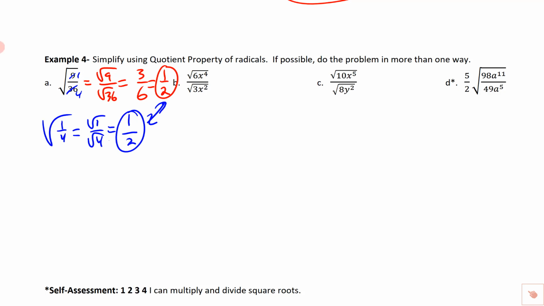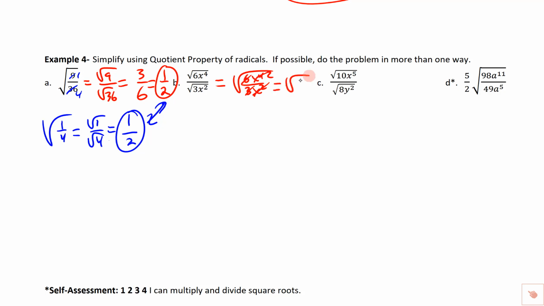Now let's take a look at the next one. On this, if you wanted to simplify the top and bottom separately and then do the division, that would be totally okay. So we'll do that in just a second. Another way to do this would be to do this. Let's write it underneath one single radical. Again, we're using that quotient property of radicals in reverse. So I'm going to write 6x to the 4th over 3x squared. I'm going to cancel these two with 2 of those. I'm going to cancel this with this.